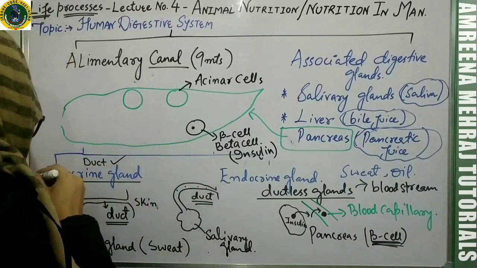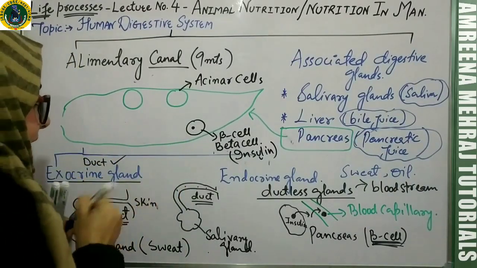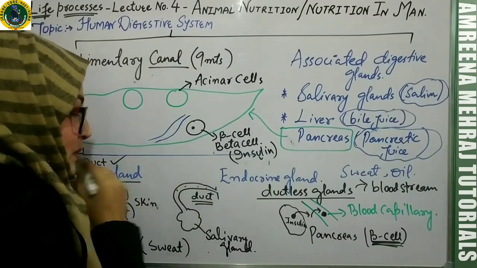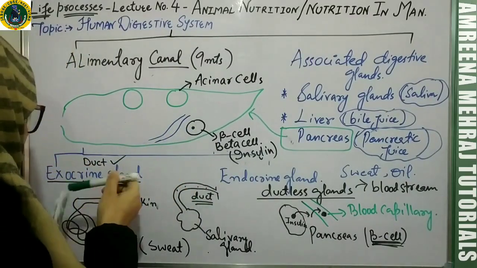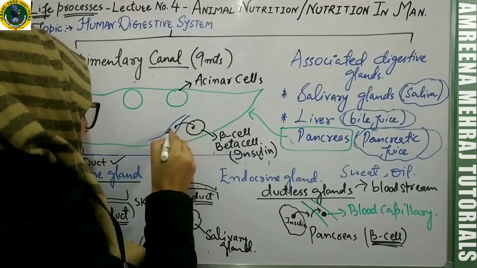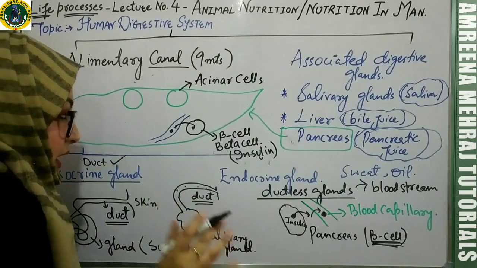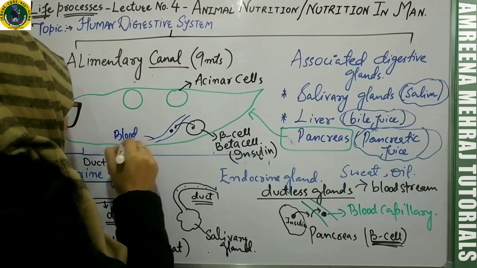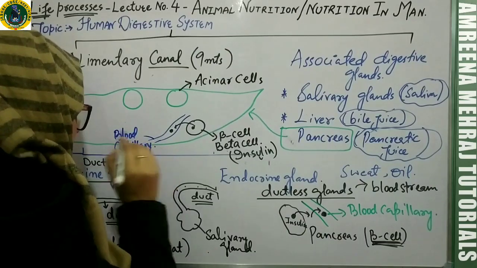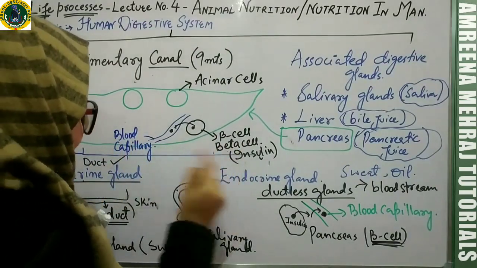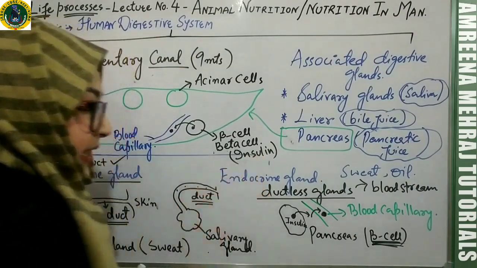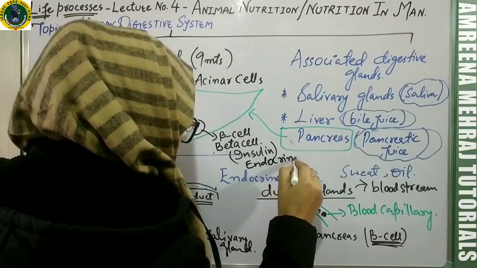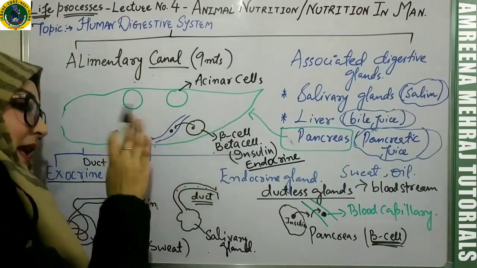And what happens to insulin? Insulin is released directly into what? Suppose every organ has blood circulation also, so you will have blood capillaries. And this insulin will be released directly into the bloodstream. So no duct is involved. What is this blue color basically? Is it any duct? It's basically a blood capillary. Clear to you people? So this is the manner in which the pancreas is behaving in an endocrine way. That means it doesn't require any duct. It releases its secretion directly into the blood.